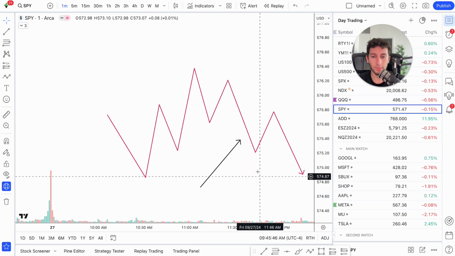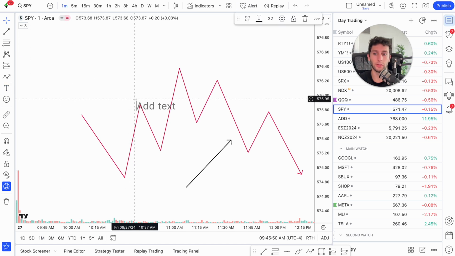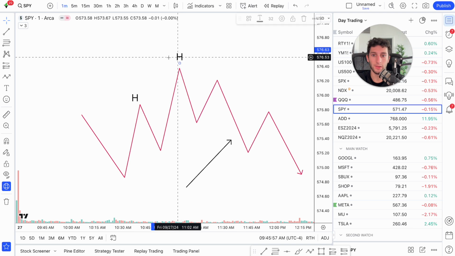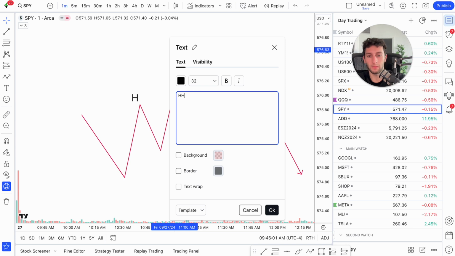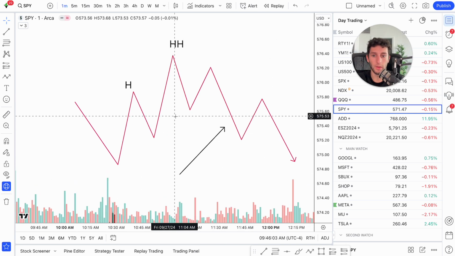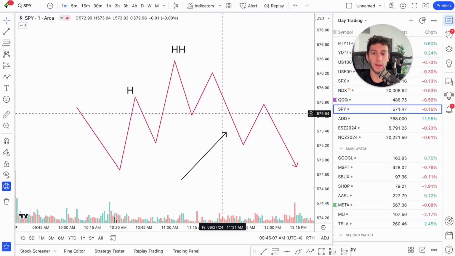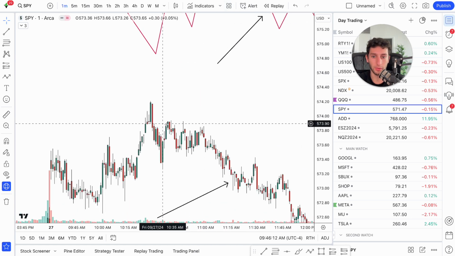Now, how do we know this? Well, again, pivot highs, pivot lows. This is our first high. Let's go ahead and do this, another high. We can actually call this a higher high. And then this is our low, and this is our higher low. Now, we have an uptrend forming, and at this point, what does price fail to do? Which would essentially be right here.